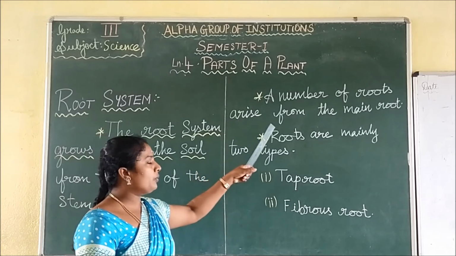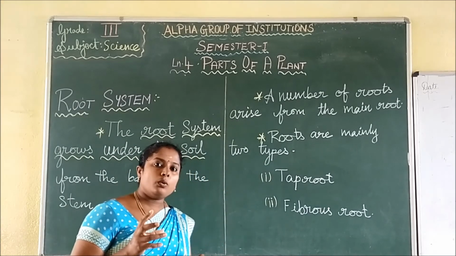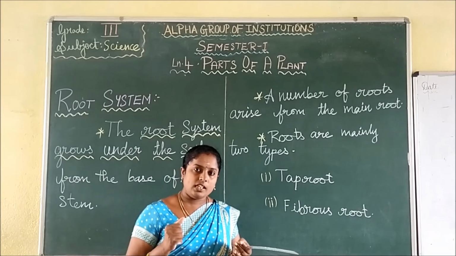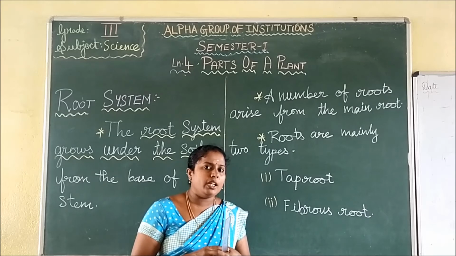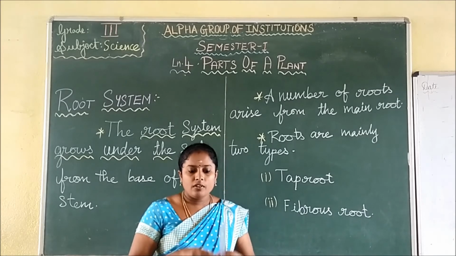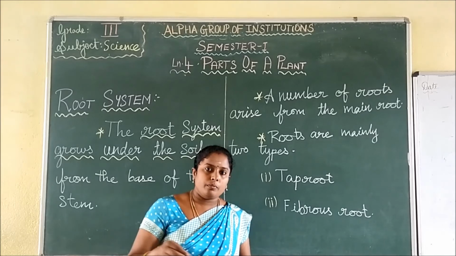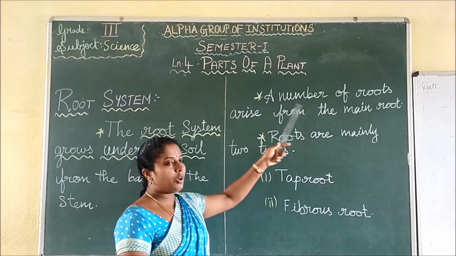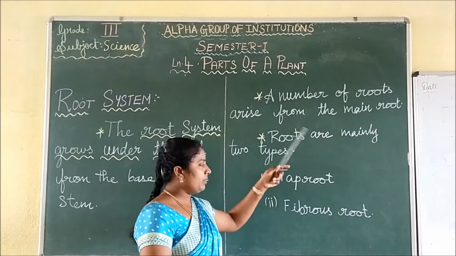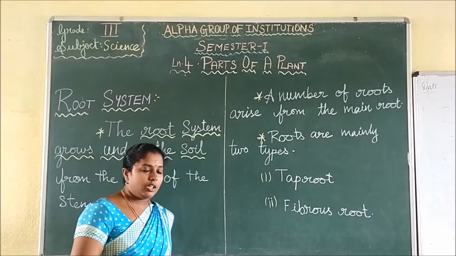A number of roots arise from the main root. We cannot see a single root alone; it will not be a single root, it will be many. In a root itself we can see many roots, like many branches. So a number of roots arise from the main root.